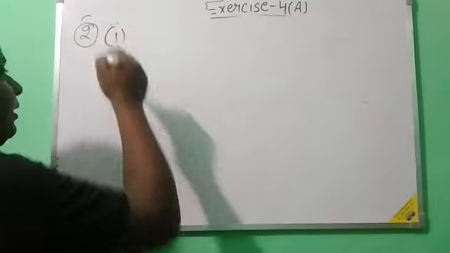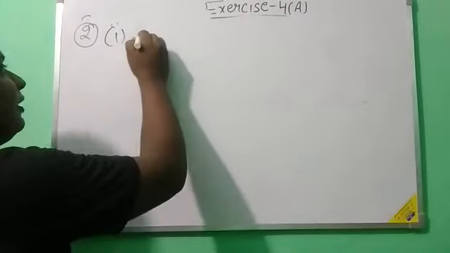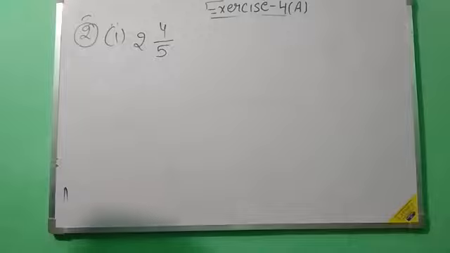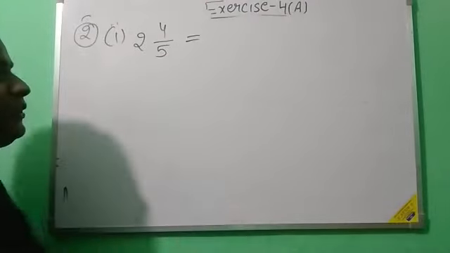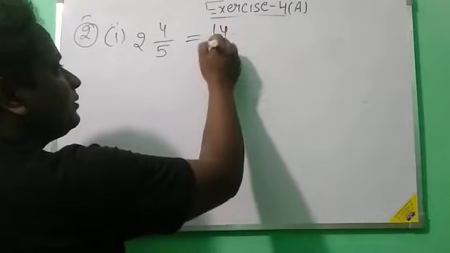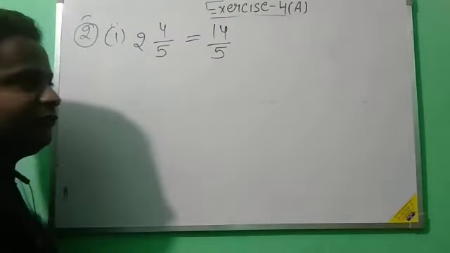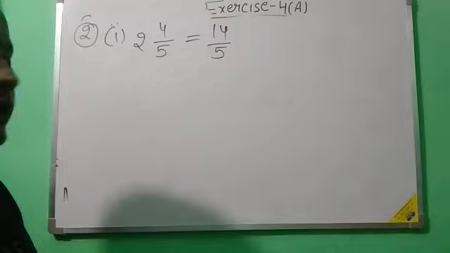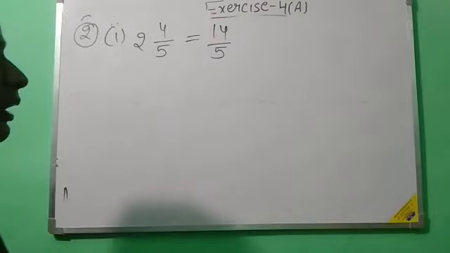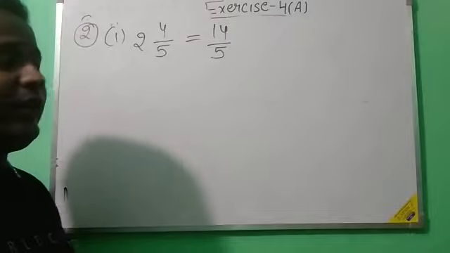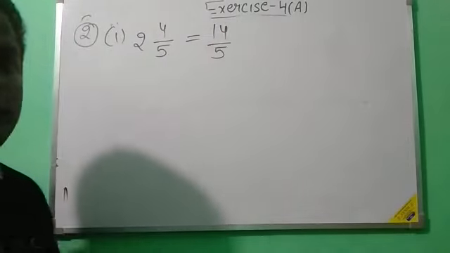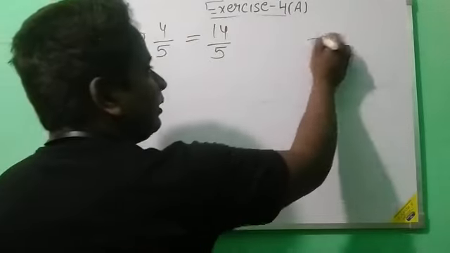So my first part is 2 whole 4 by 5. First I will convert this into an improper fraction. 5 twos are 10, 10 plus 4 is 14. Now it becomes 14 upon 5. Now you need to convert this fraction into a decimal number. If you remember, I have already told you, you need to divide the numerator by the denominator. So divide 14 by 5.